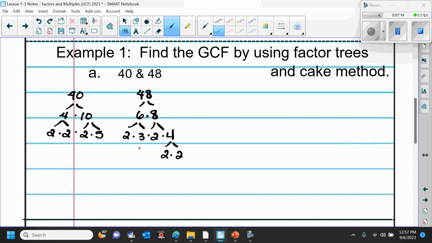Now, I don't want you to leave these up here. I want you to have one row of prime factors. So you're going to bring down the 2 times the 3 times the 2 and then times. Okay? So the last row is your prime factors. Is everybody with me? Okay.